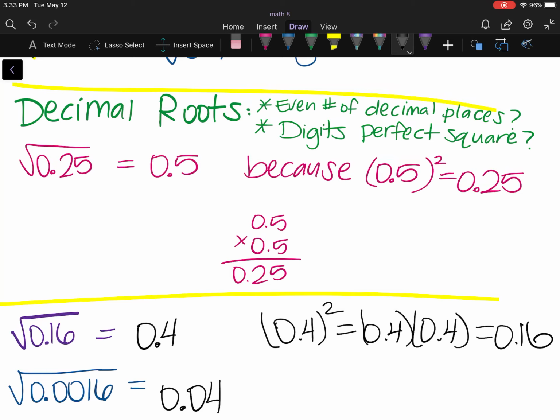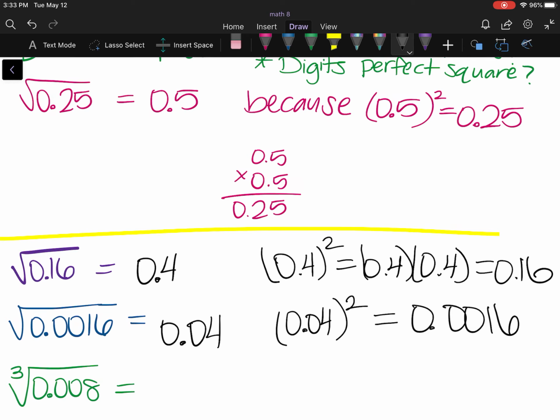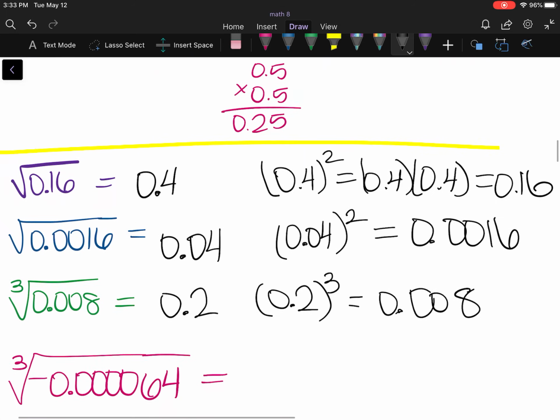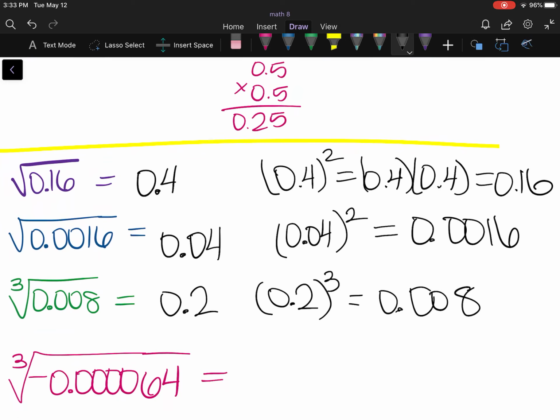The square root of 0.0016 is equal to 0.04 because 0.04 squared, or 0.04 times 0.04, equals 0.0016. Next example, the cube root of 0.008 is 0.2. This is because 0.2 cubed, or multiplied by itself 3 times, 0.2 times 0.2 times 0.2, equals 0.008.